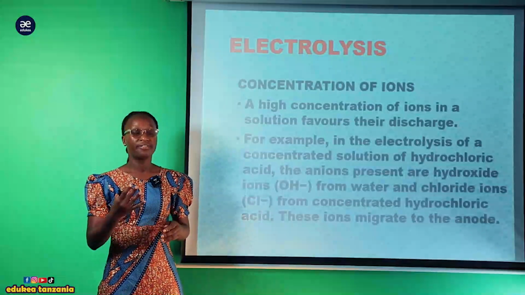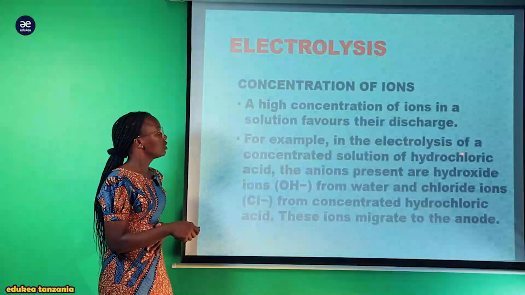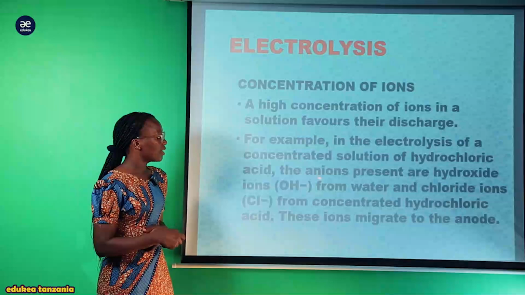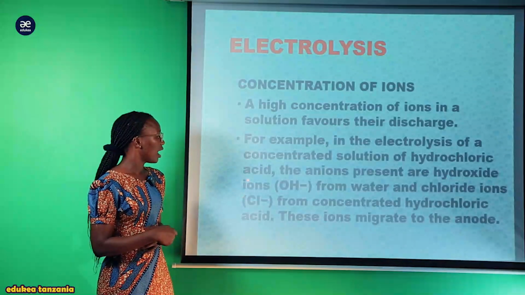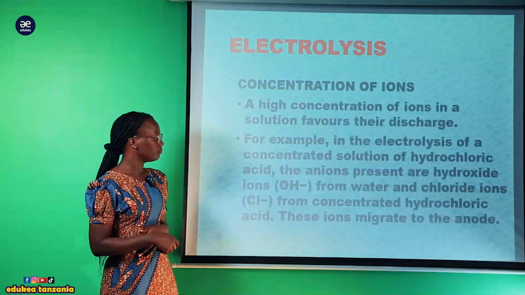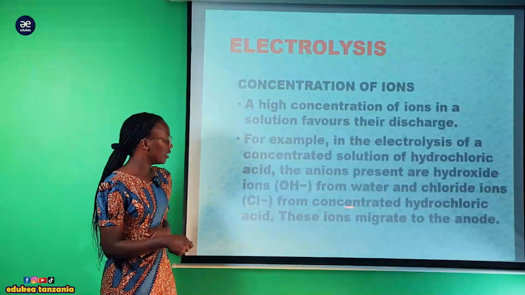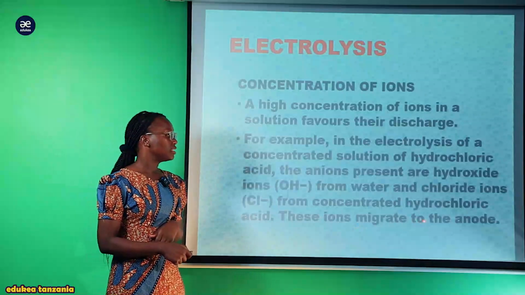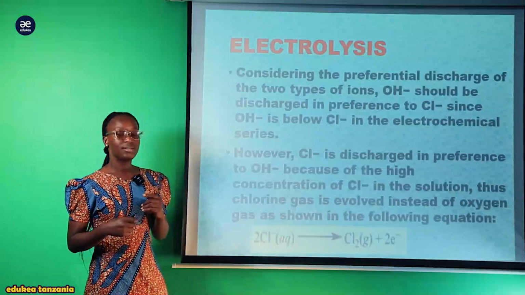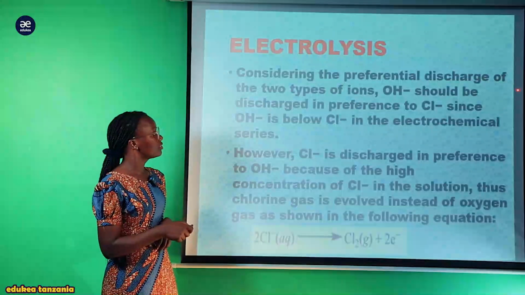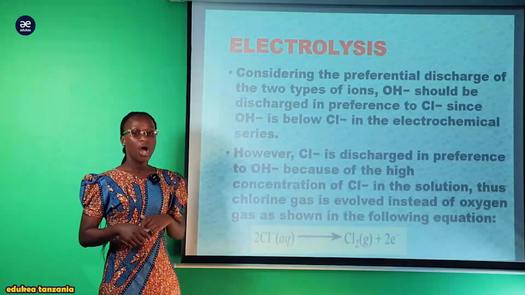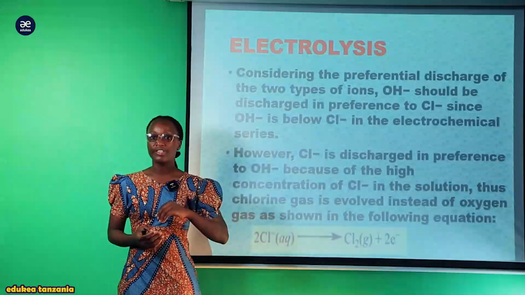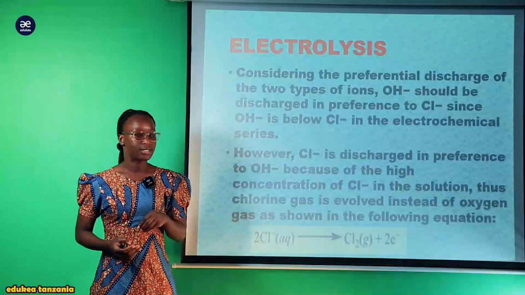preference, itakuwa discharged first. For example, in the electrolysis of a concentrated solution of hydrochloric acid, the anions present are hydroxide ions ambayo kuna OH from water and chloride ions kutoka kwenye hydrochloric acid. Now these ions migrate to the anode, kwamba zenyewe zina migrate to the anode. Considering the preferential discharge of the two types of ions, OH should be discharged in preference to chlorine, simply kwa sababu OH ipo down the electrochemical series.